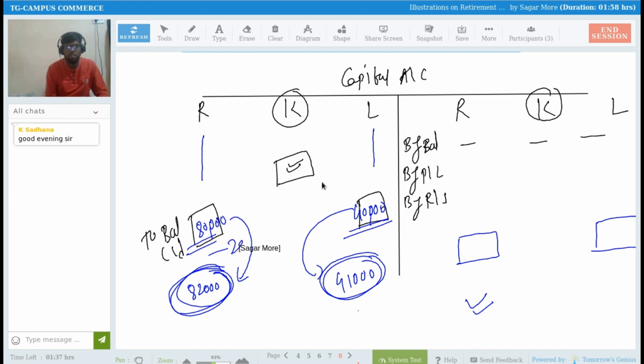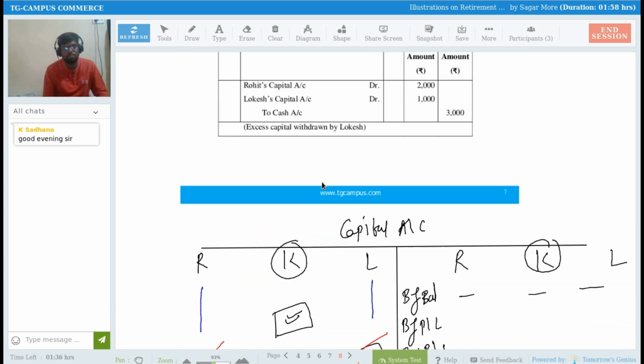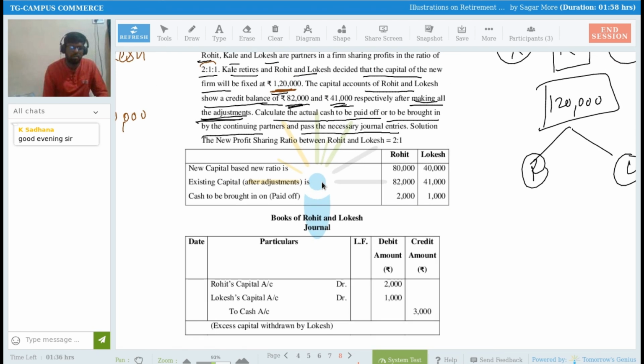I need to write down that balance 2,000 rupees and 1,000 rupees as money brought in, or we have to pay. Tell me, Rohit and Lokesh, have they brought money into the business, or am I paying money to them? Yes, I will be writing here, to bank account. Why? Because I am saying I need to have a capital of rupees 80,000 from Rohit and 40,000 from Lokesh. But they have given me excess, no? 82,000 and 41,000. It means I need to repay them 2,000 and 1,000 respectively. Understood?